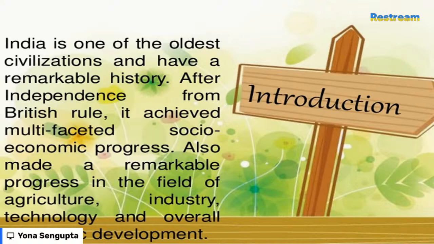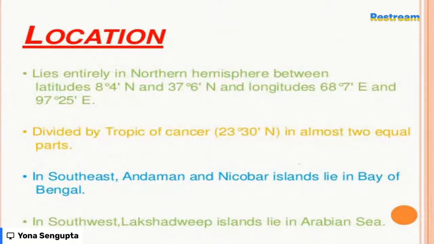As we all know, India is known for its rich commercial and cultural heritage and is home to some of the oldest civilizations in the world, like the Indus Valley civilization. This is the best example that I can give you of the oldest civilizations in the world, and it is from India. Now, let's move on to the next part, the location.